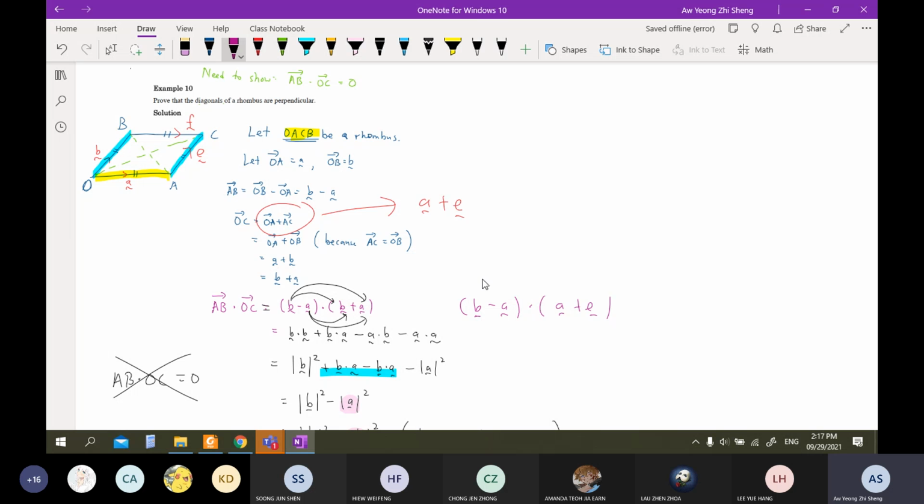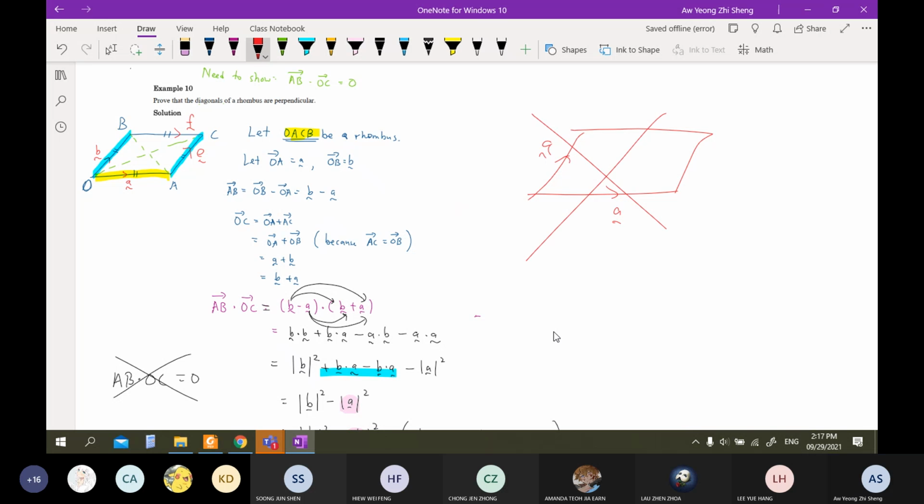Oh, Kushagri means all A. No, you cannot put it all A. You cannot. That is definitely wrong. If you call this A and you call this A, straight away it is wrong. Different direction. Different direction. And so it's definitely wrong.